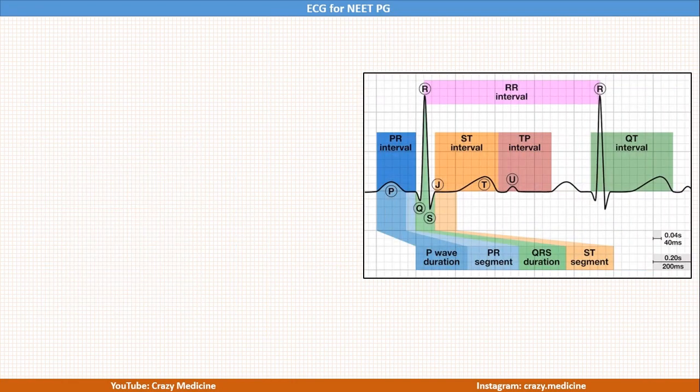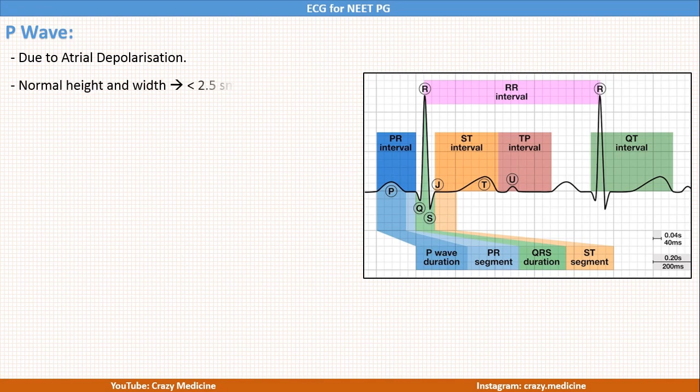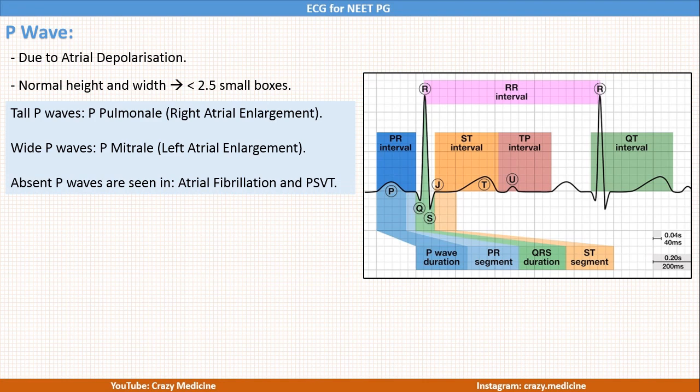Coming to basics of all waves, first is P wave, which is due to atrial depolarization, and its normal height and width should be less than 2.5 small boxes. Tall P waves are seen in right atrial enlargement, which is called P pulmonale. Wide P waves are seen in left atrial enlargement, which is called P mitrale. And absent P waves are seen in atrial fibrillation and paroxysmal supraventricular tachycardia.